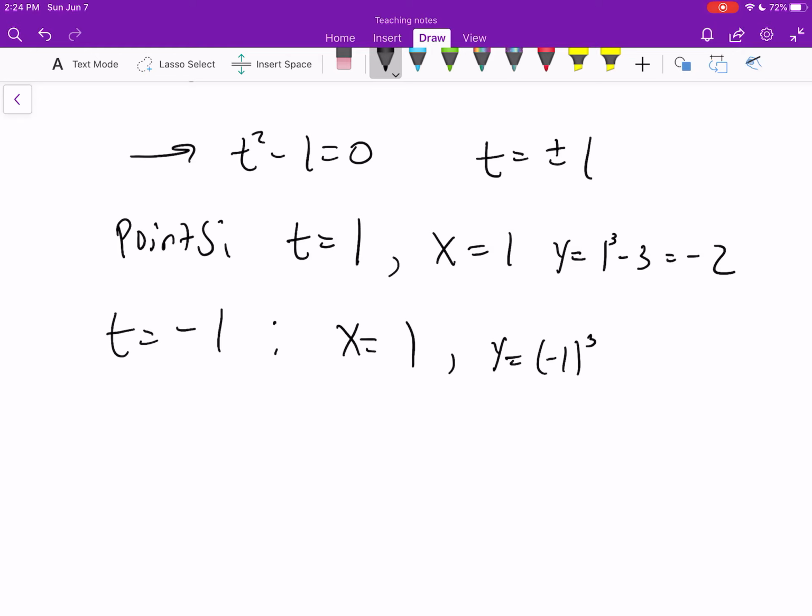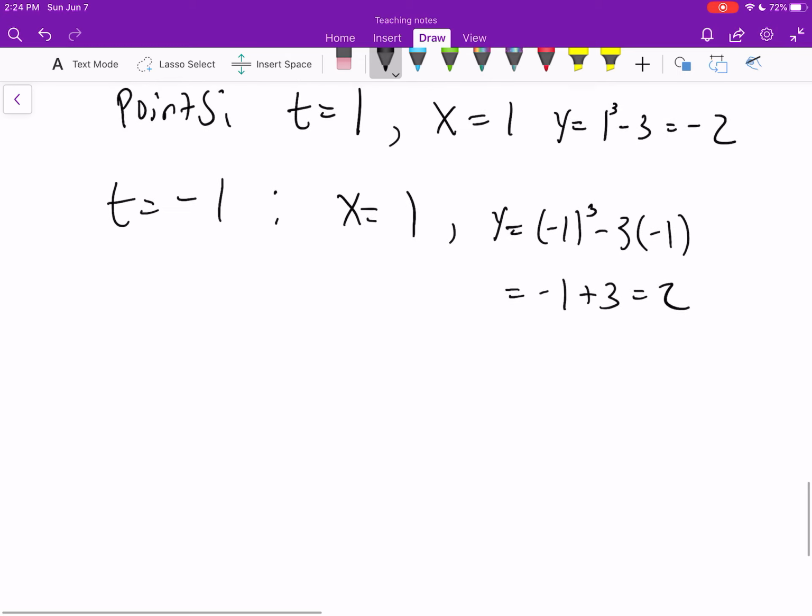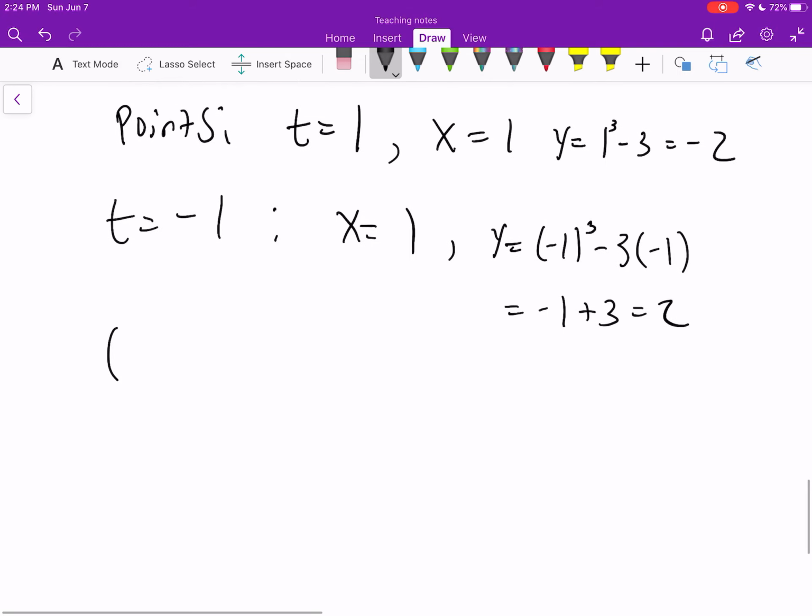And again, this is going to be minus 3t, so minus 3 times negative 1. This is negative 1 plus 3. This is 2. So the points where I have a horizontal tangent line are at x equals 1, y equals negative 2, and x equals 1, y equals 2. This one happens at t equals 1, sorry. This one happens at t equals minus 1.